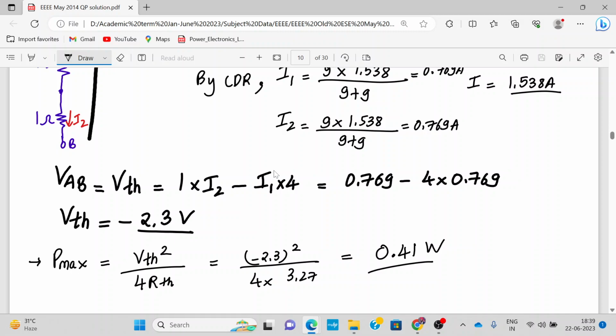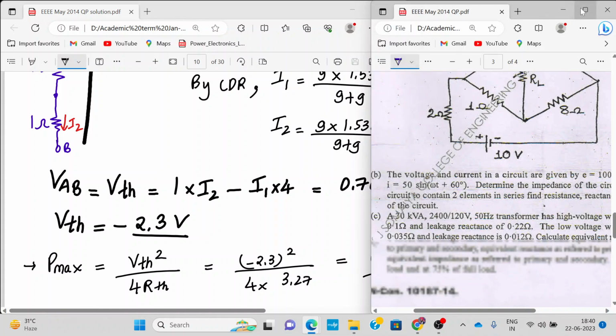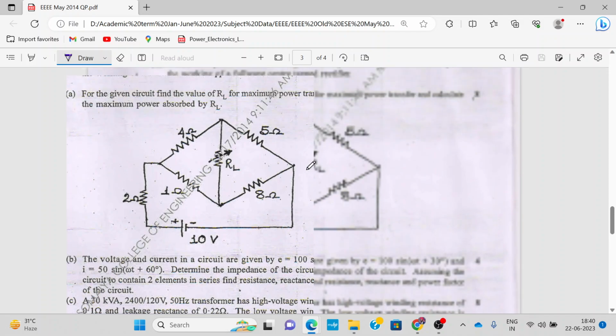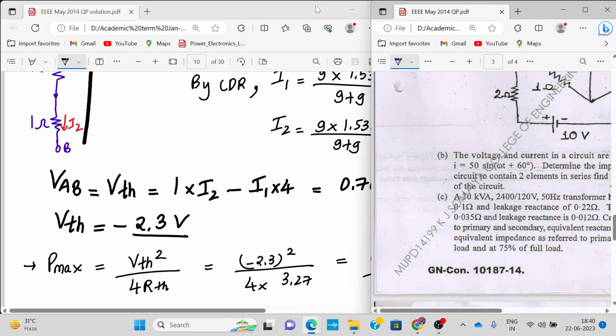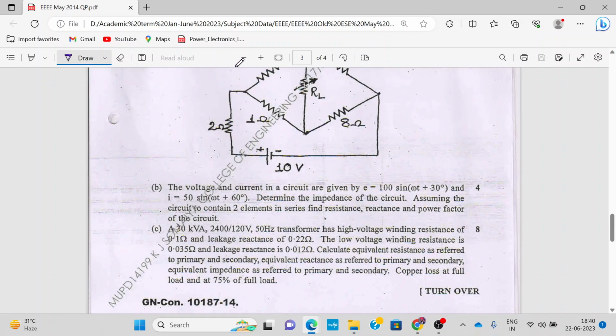Yes? Yes, sir. Okay. Yeah, the paper is loading a bit. Our 2 hours and 40 minutes are over because we are solving all the numericals. That's why it's taking some time.